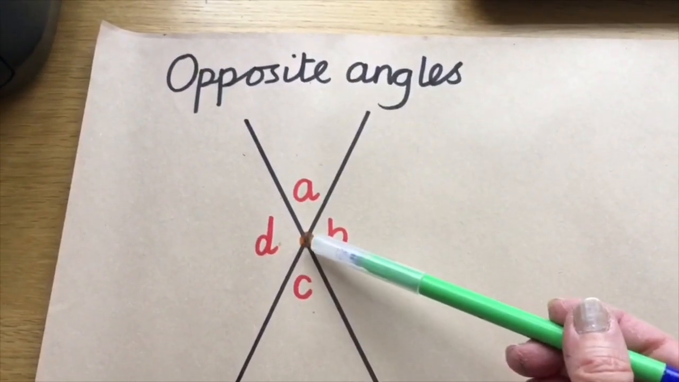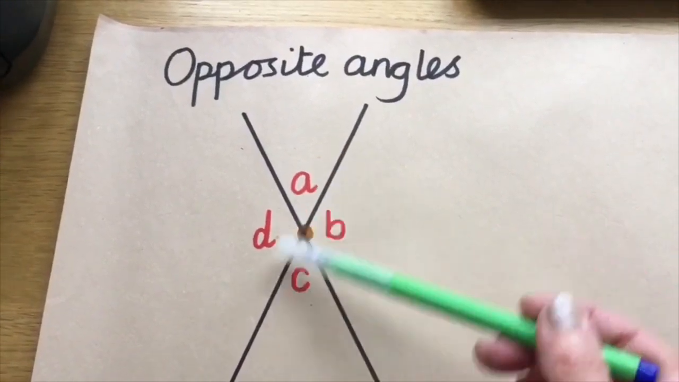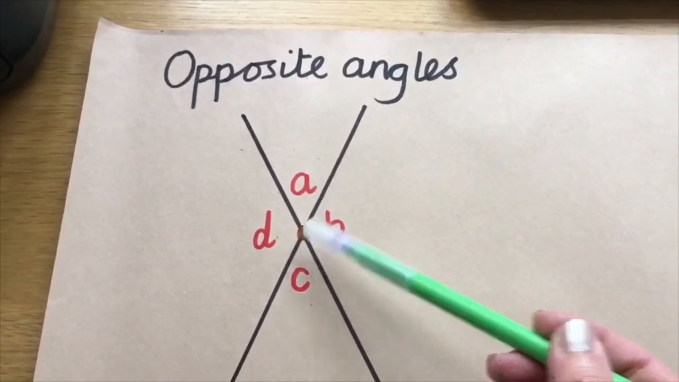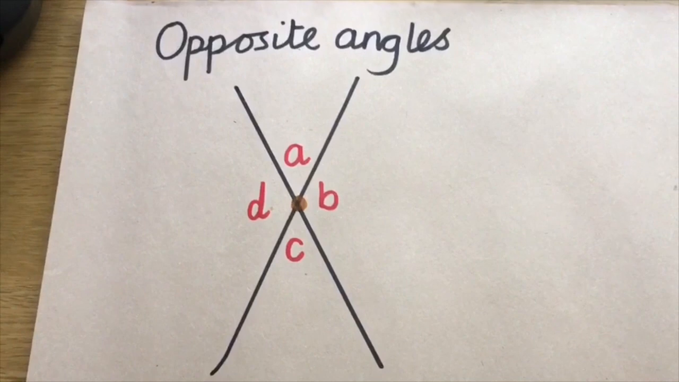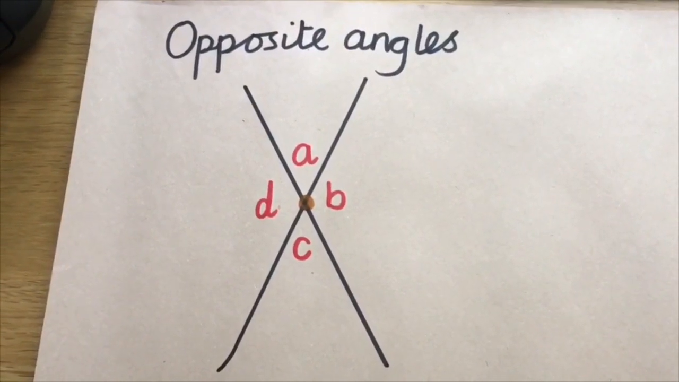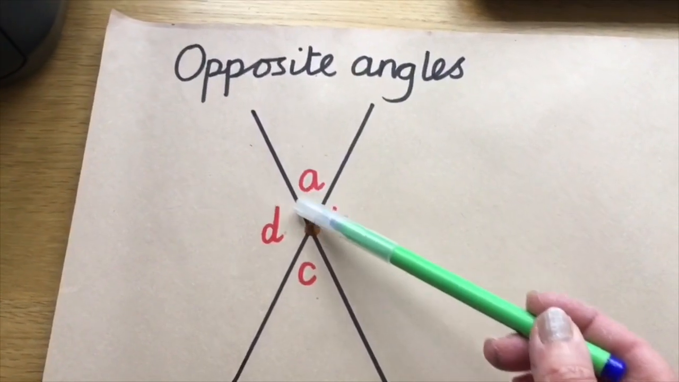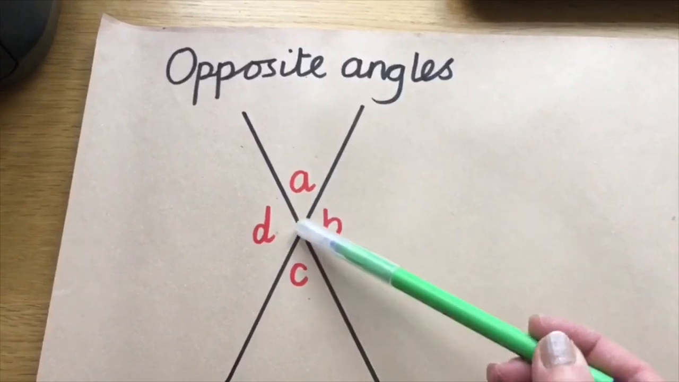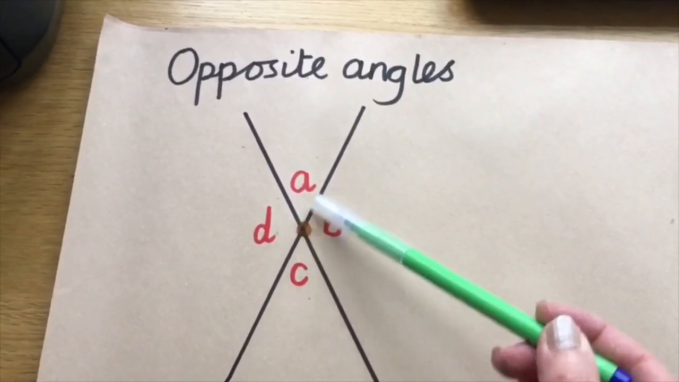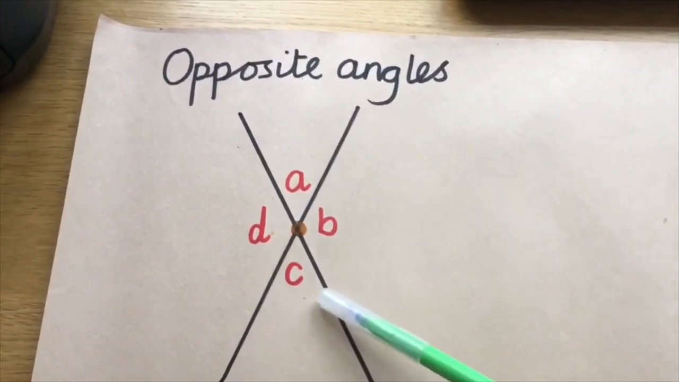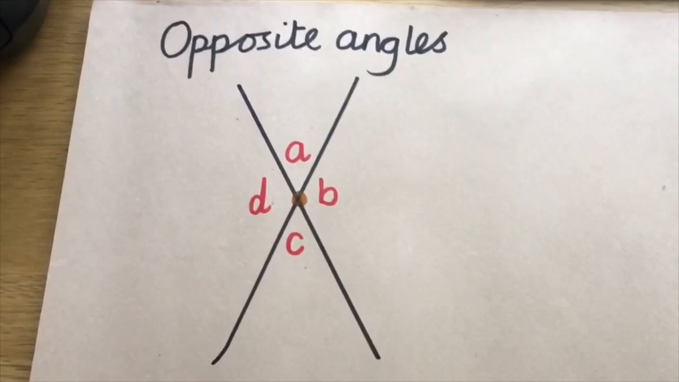And the point in the middle where the lines cross, we're going to call that the vertex. We learnt that word last week when we were looking at 2D shape. A vertex is a corner. So the corner of angle D, the corner of angle B, the corner of angle A, and the corner of angle C all meet at this vertex.